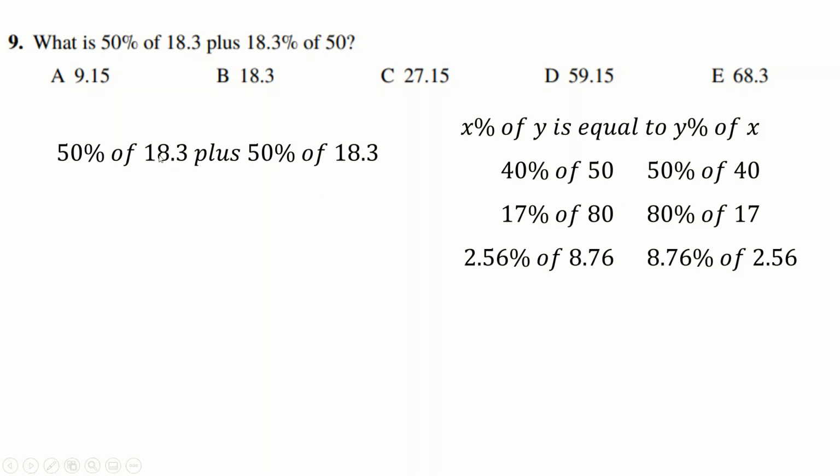And now I could halve 18.3 to find it, and then put it together with another half. But actually, if you're just doing 50% plus 50%, that's going to be 100%. And 100% is just the number. So the answer is just the number 18.3. So lovely question there. No maths required, just knowledge of this thing instead.